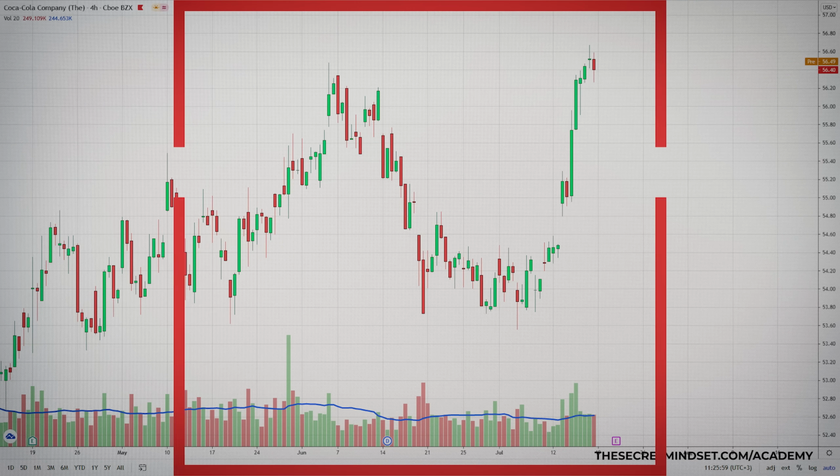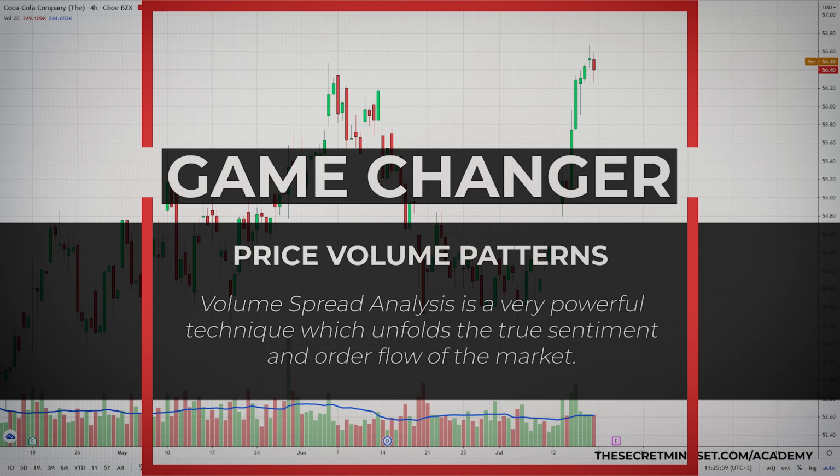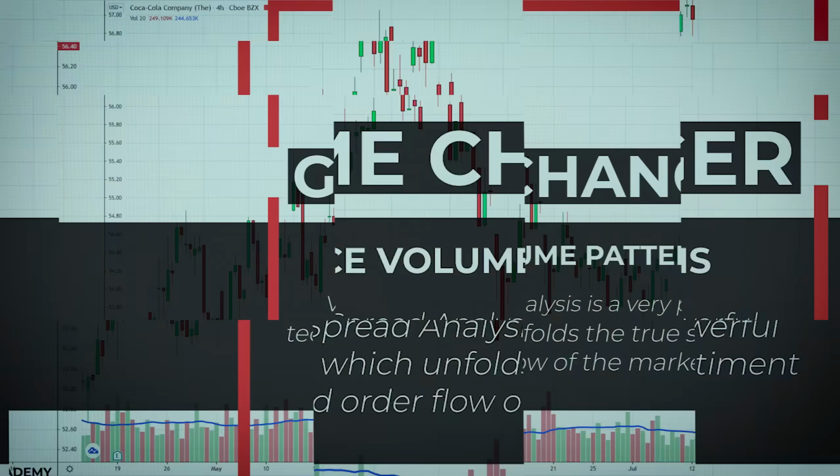I hope you realize that the volume spread analysis is a very powerful technique which unfolds the true sentiment and order flow of the market.